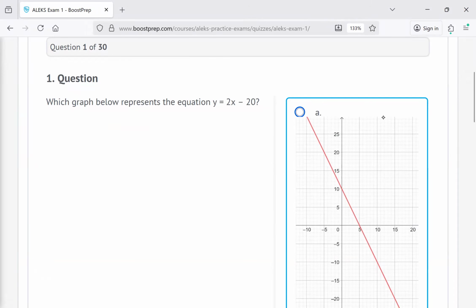I just want to note that when you are doing the ALEKS math placement exam, you will have a calculator, like an online calculator, but it's not going to be like Desmos, and you can't bring your own calculator. They will provide you with a calculator if needed. So let's start with question one.